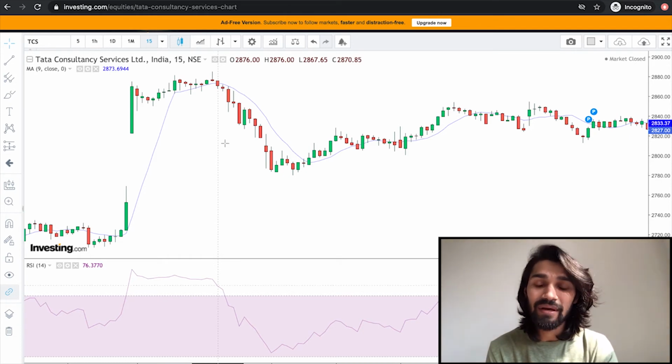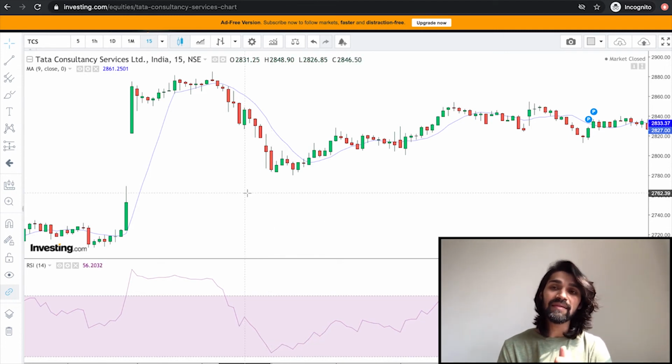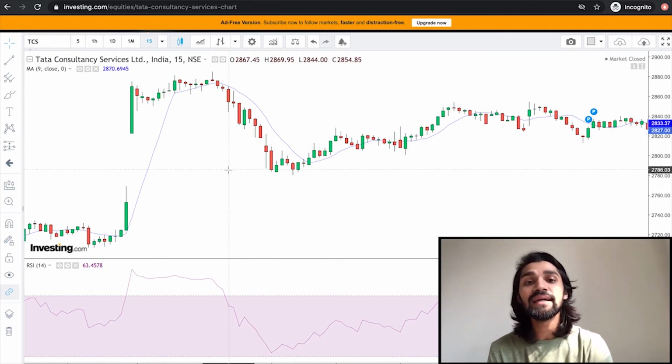But anyway, if the price is going below the moving average line and simultaneously if the price is going to cross the 70 level downwards, then there is a very good chance that the stock price would fall down, right? And you can see the price fell down till it came to the 30 levels, right? So if you can combine the moving average and RSI, it can be a good trade.